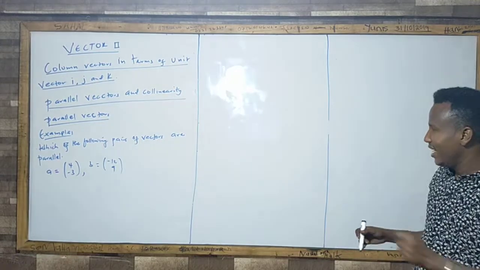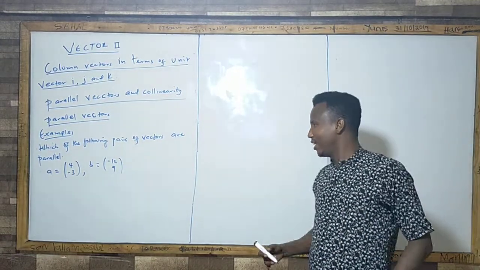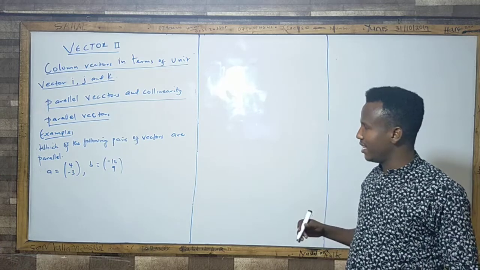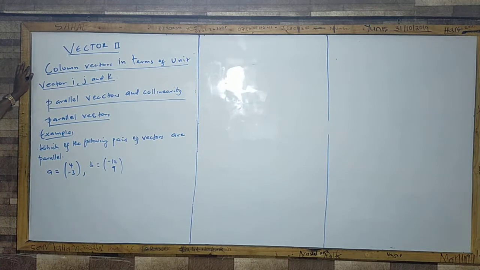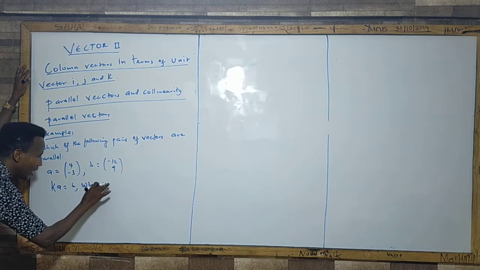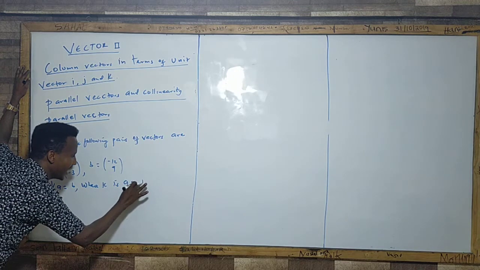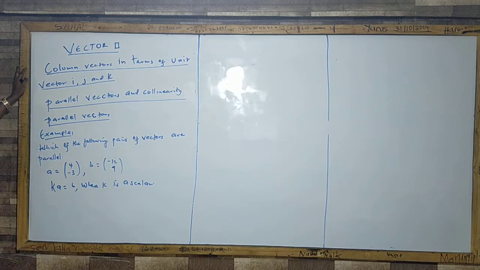Very easy, by the way. So how are you going to test that vector A is parallel to vector B? Mathematicians cannot rely on one way; you have to go for different ways to arrive at the same answer. But the simplest way is to say kA is equal to B, where k is a scalar.